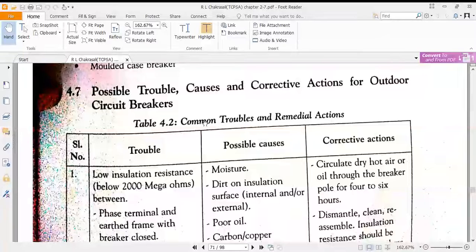Yeah, this is an important topic. Possible troubles, causes, and corrective actions for outdoor circuit breakers. So this thing will let us discuss during our next class. So we need to look into what is the kind of trouble we are observing and why this has happened, possible causes, and what corrective actions we need to carry out. This 4.7, let us discuss in our next class.